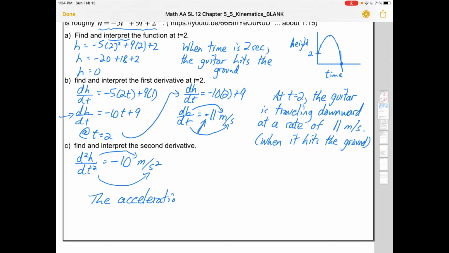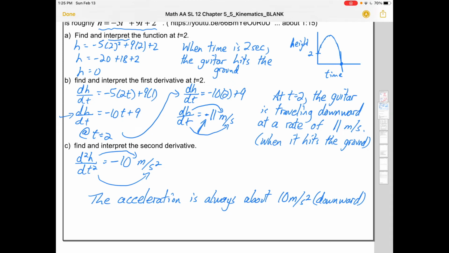we know it's acceleration because of the unit, right? It's rate of change of velocity. It's rate of change of the rate of change, and meters per second squared is acceleration. The acceleration is always about negative 10 meters per second squared. And the negative part is kind of telling us that it's happening in a downward direction, or it's accelerating downward, or that velocity is always decreasing. And we'll get into some better definitions of those things very soon.